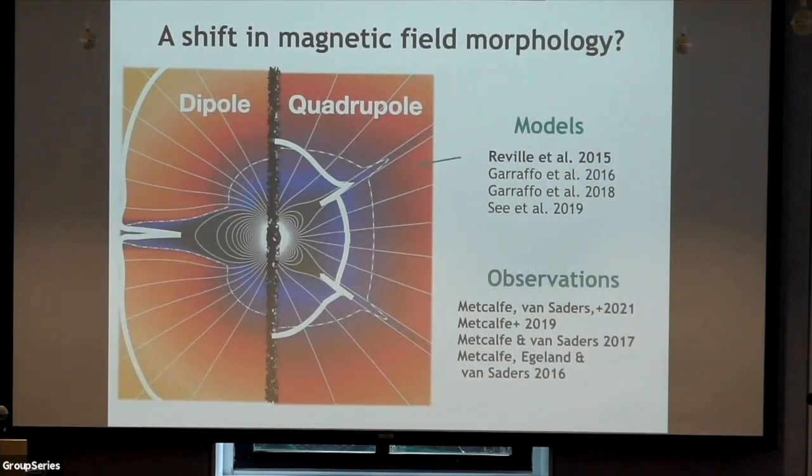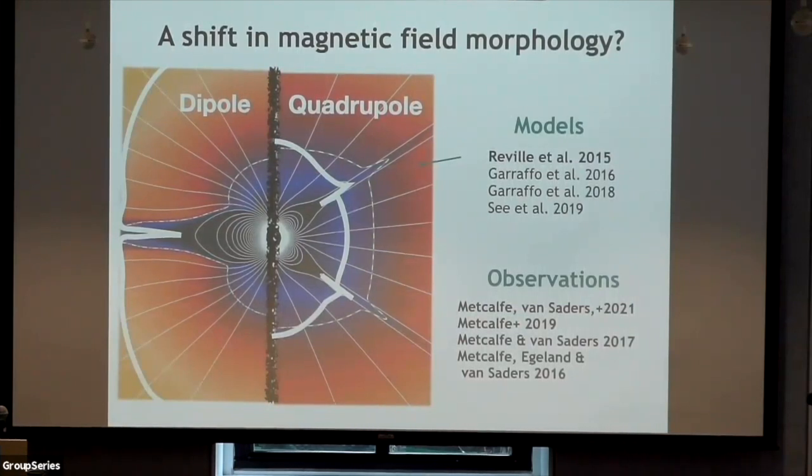Observationally, we have the beginnings of hints that this is actually what's going on. I'll show you a couple of things later that kind of go along those lines. So that physically is kind of the scenario we're working under. We're saying we suspect that around middle age, solar Rossby number, stars undergo some kind of transition in their magnetism where their morphology shifts and angular momentum loss becomes very inefficient.